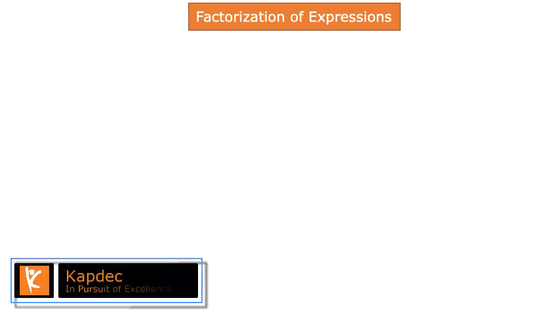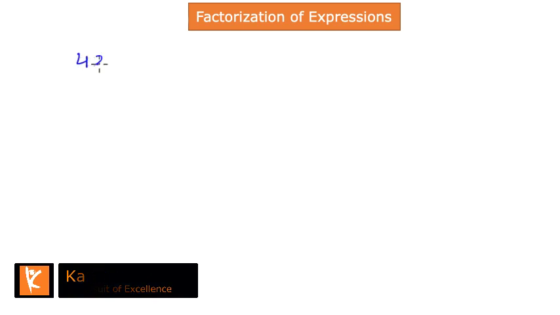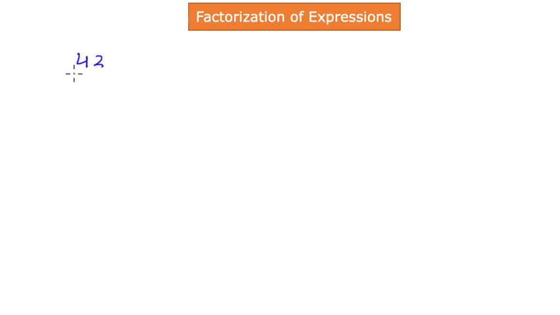Let us learn the concept of how you create factors of expressions. Let us go back a little bit and see what we remember about factorization. If I take a number 42 such that I want to divide this number into its individual prime factors, I always start with 2, the lowest prime factor, and divide the number and see if it is divisible. 42 is divisible, I get 21.